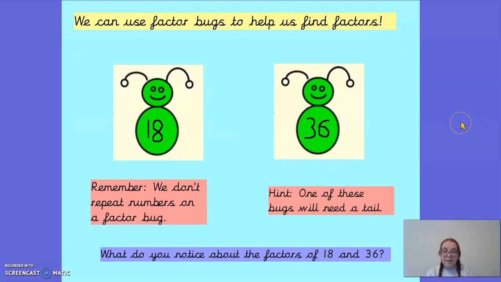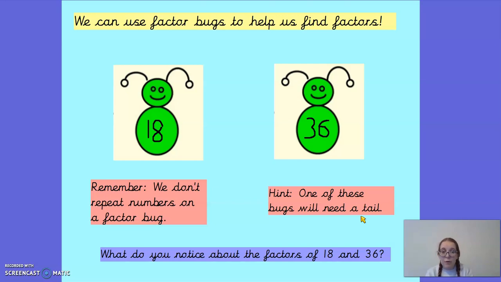Then moving on to our factor bugs. I've got the factor bug of 18 here for you and the factor bug of 36. Now the top hint here is one of these bugs is going to need a tail. If you remember back to our learning in school, the tail means that you times it by itself. For example, if I had the factor bug of 9, it would have the little tail of 3 on it because I know 3 times 3 equals 9.